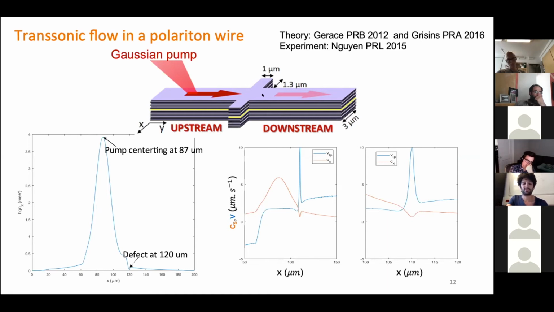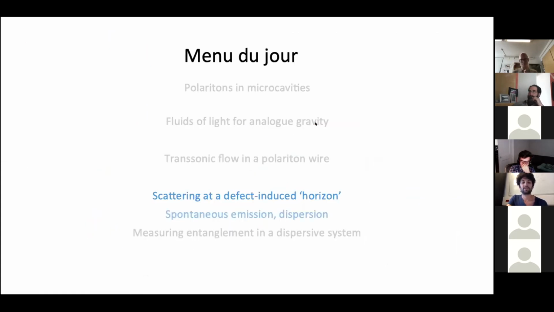And this is the experiment that was run in the group of Jacqueline Bloch and Alberto Amo. And at the time, they measured really a subsonic and a supersonic flow here, and they could prove that they had a horizon. So why did they not observe really the scattering of waves then at this horizon? That's a question that I really don't have a real answer to, but I think I have a hint.